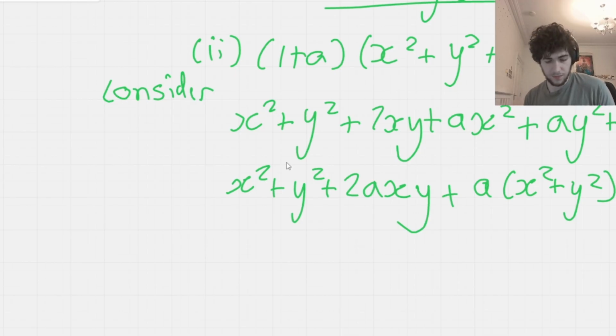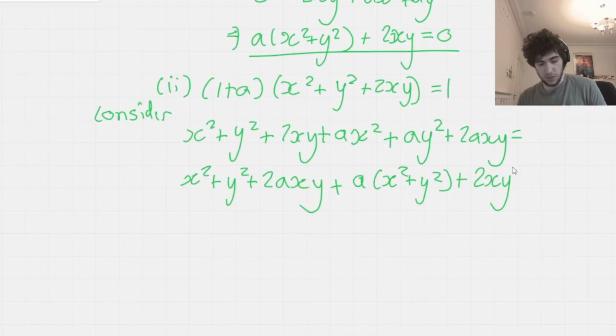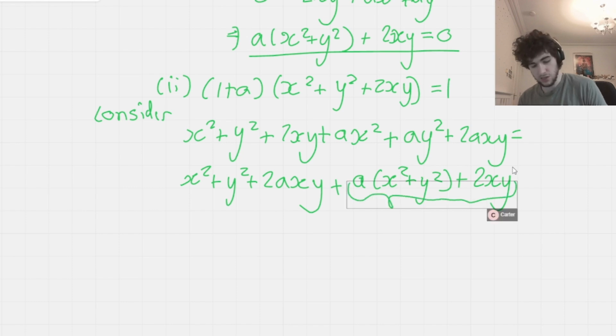And so effectively, by considering this, we have that it's just the same thing as x squared plus y squared plus 2axy, add a times x squared plus y squared plus 2xy. So in the previous part of the question, we literally showed right above that this is equal to 0. And from the first part of the question, we have this is equal to 1.